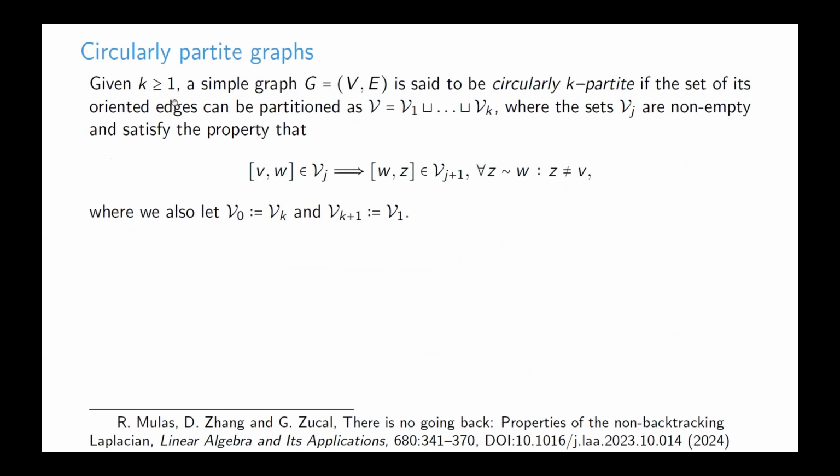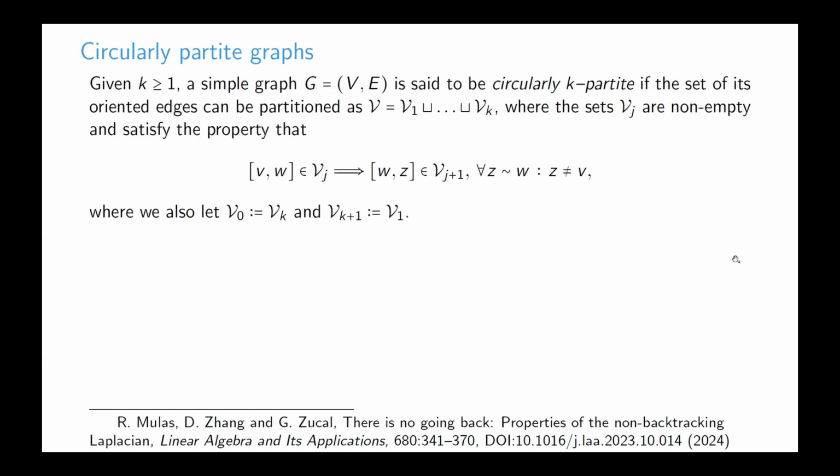Given k larger or equal than 1, we say that a simple graph is circularly k-partite if the set of its oriented edges can be partitioned in this way, as V1 up to Vk, where the sets Vj are non-empty, and they satisfy the property that if vw is in Vj, then the oriented edge wz must be in the next class, Vj plus 1, whenever z is not v. So as long as this oriented edge here is not the inverse of the first one.